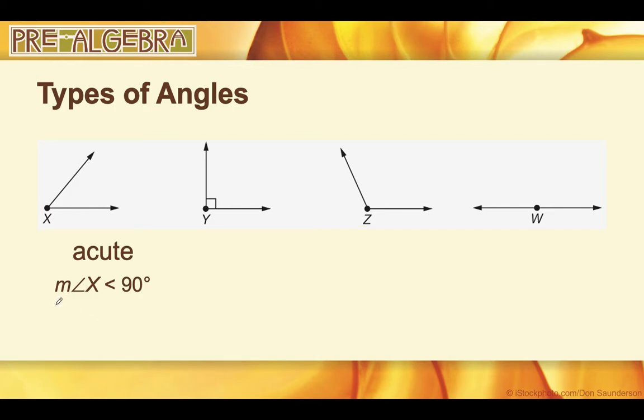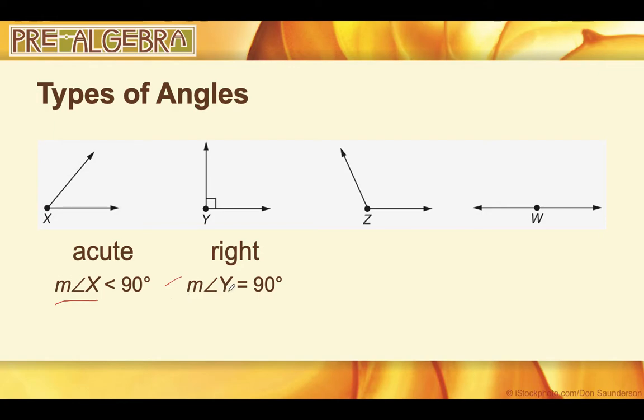This is how we name an angle if we're talking about the measurement. Little m right here represents measurement. So the measurement of angle X is going to be less than 90 degrees. Again, this should be review for you. This one right here is a 90-degree angle, so it's a right angle.